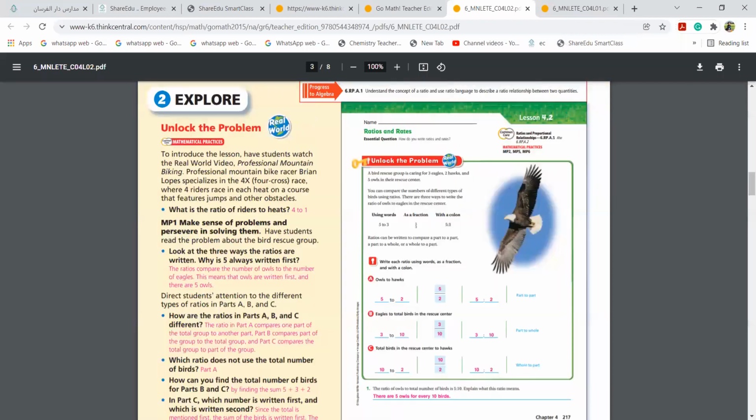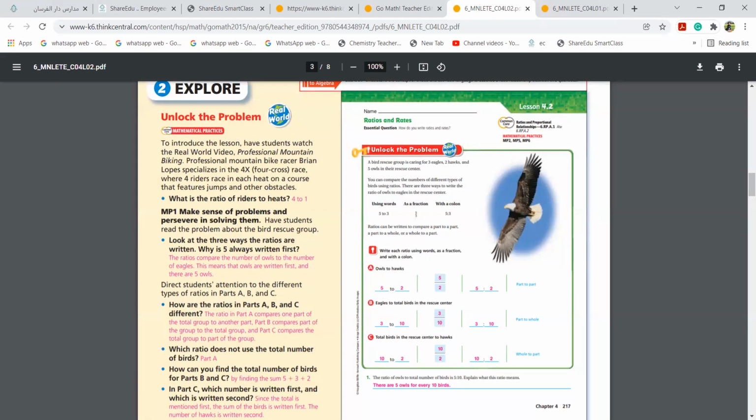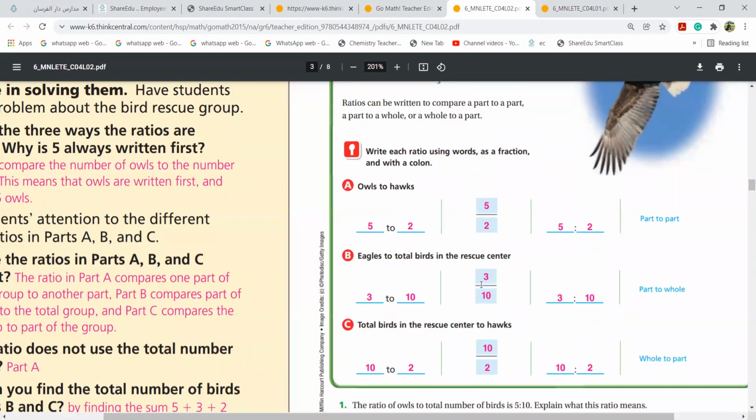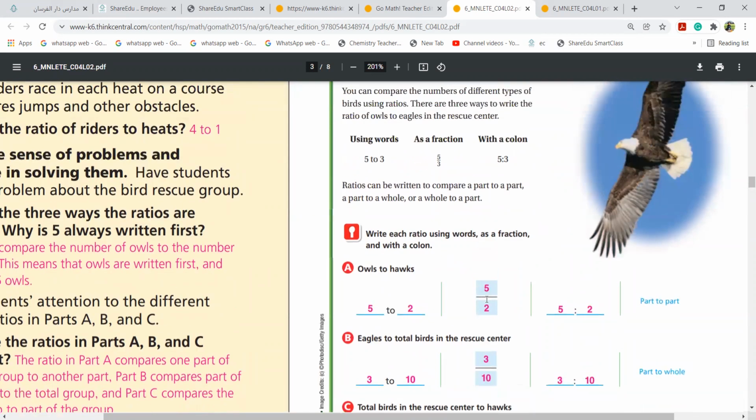Be very careful. Don't get confused, see what is given in the question. Don't be in a hurry, okay? Understood, my girls? Now, of course, if I give you 5 to 2, you're not going to write 2/5. You are going to write 5/2. If I give 3 to 10, you're going to write 3/10, not 10/3. Okay?